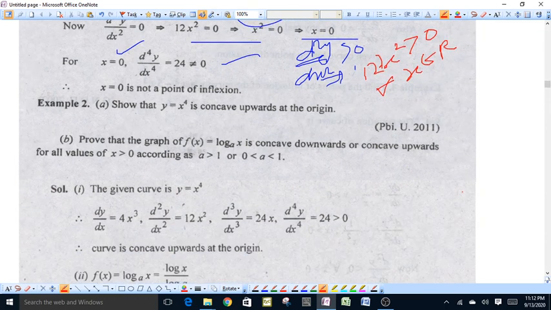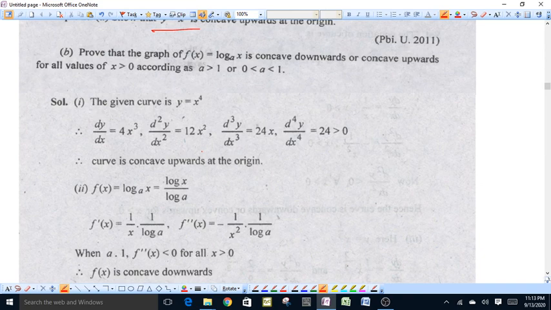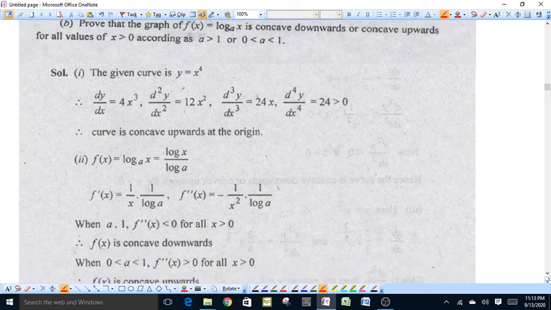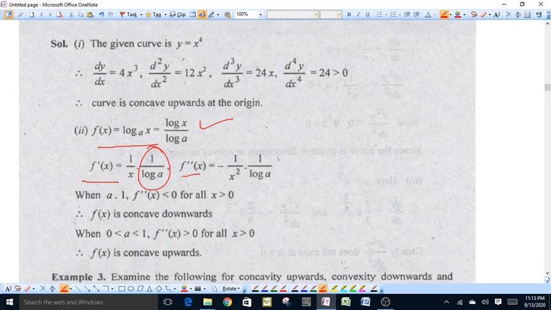Now let us take another example. f(x) is equal to log of x. This can be written as log of x upon log of a. f dash x will be equal to 1 by x into 1 by log a, and f double dash x, that is second order derivative, will be equal to minus 1 by x square into 1 by log a.